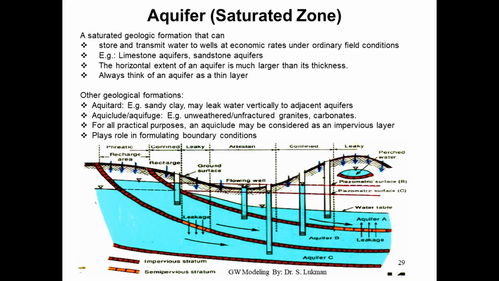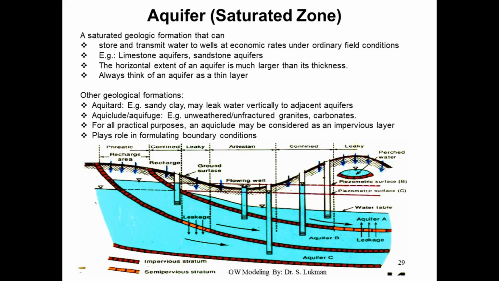Okay, and then we will also discuss how you determine the effective porosity under lab conditions. But that does tell you that granites and carbonates can have water, but usually the interstices are not connected. So as such, they constitute bad aquifers, or aquifuge or aquiclude. For all practical purposes, an aquiclude may be considered as an impervious layer, and this also has modeling implications. When you have an aquitard, aquifuge or aquiclude, you can consider it an impervious layer, the same thing as the no flow boundary.